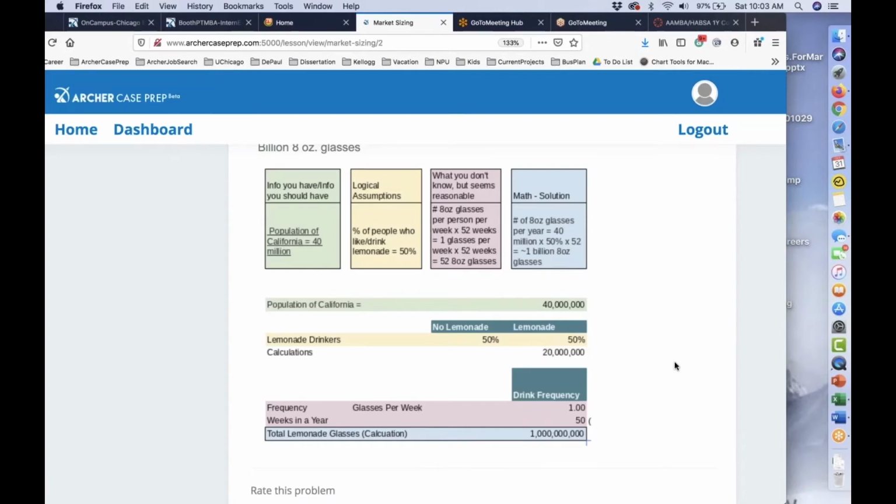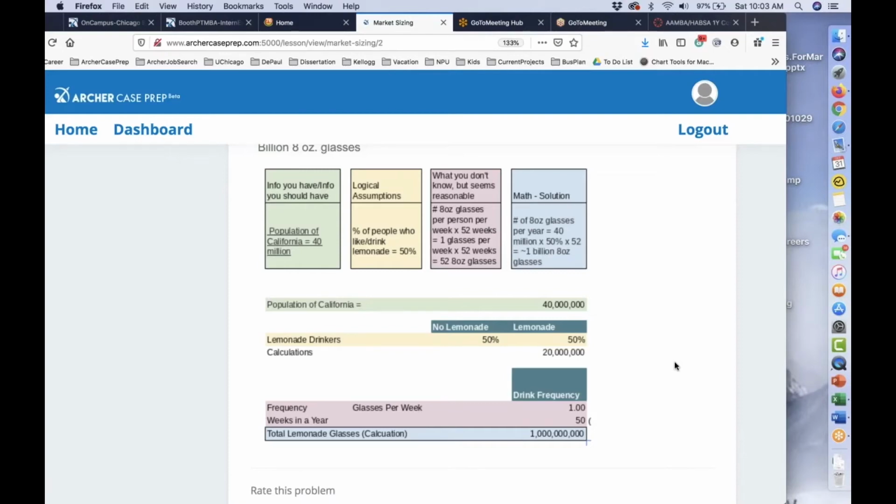And then looking at the second bucket of logical assumptions, I did the same thing. I just thought, kind of to my personal experience, seems like most people that I know like lemonade, but I know a fair amount that don't. So let's just call it 50-50 and get 20 million lemonade drinkers. So I followed along there.